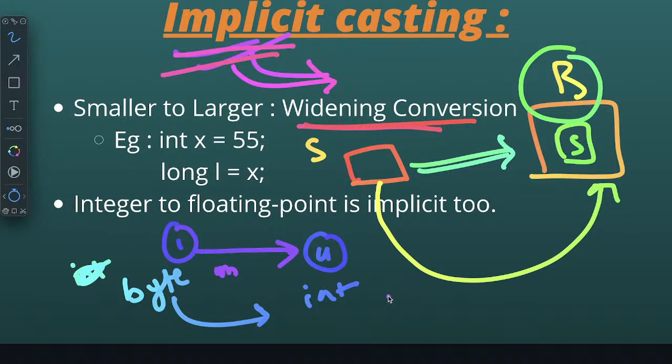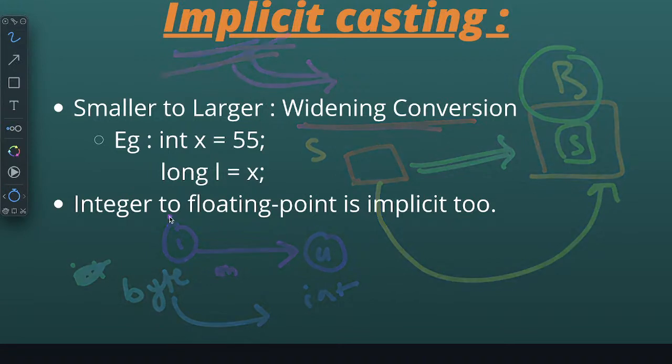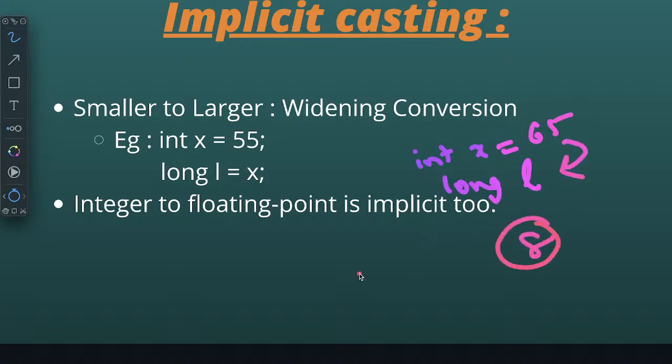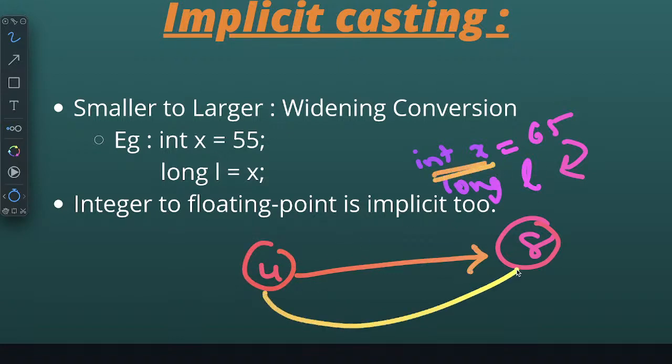So if I am having a variable int x and long L, can I store any value that is given to x, like 65, to L? Your answer will be yes, definitely, because long is a bigger container of 8 byte and int is a smaller container of 4 bytes. So I can easily store 4 in 8. So anything inside this container can get stored inside this container. It is easy to cast from the smaller to the bigger one.